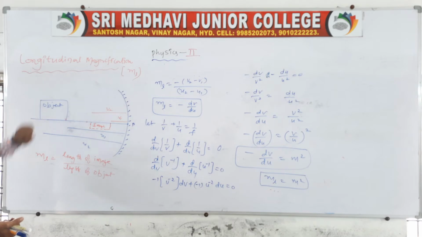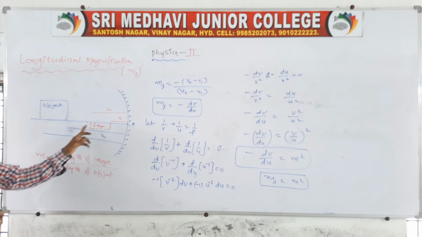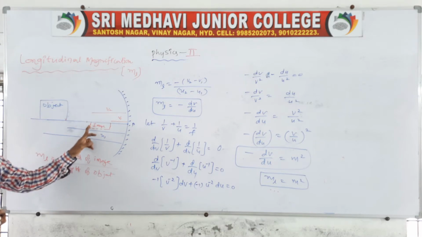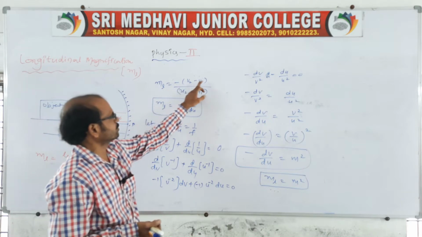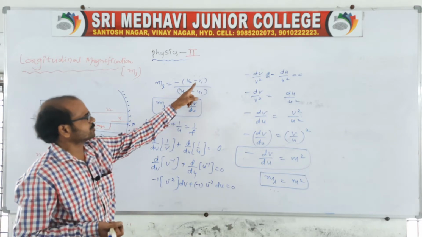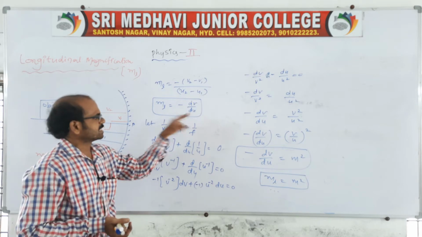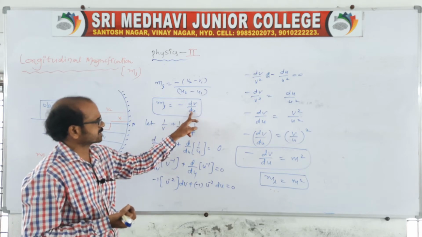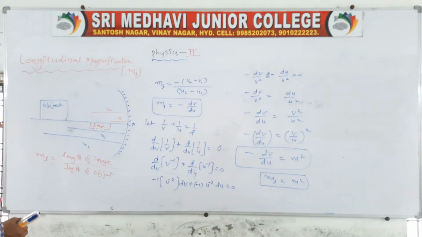Then we know the magnification is very simple: length of the image by length of the object. The difference in length is final length minus initial length. So the magnification is m = minus (v2 minus v1) by (u2 minus u1). Here v2 minus v1 is dv, the change in image length, by du, the change in object length. So it is L, for longitudinal magnification.